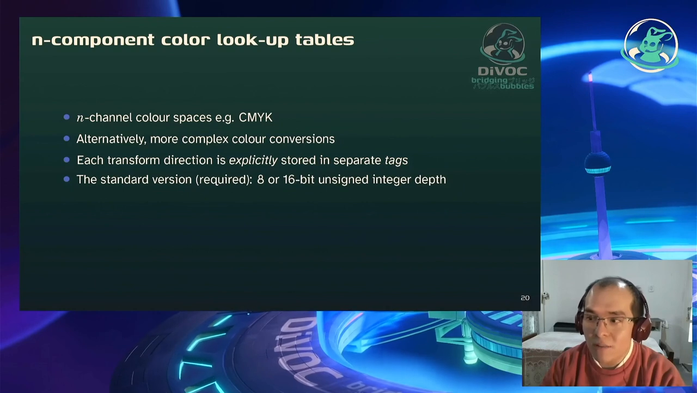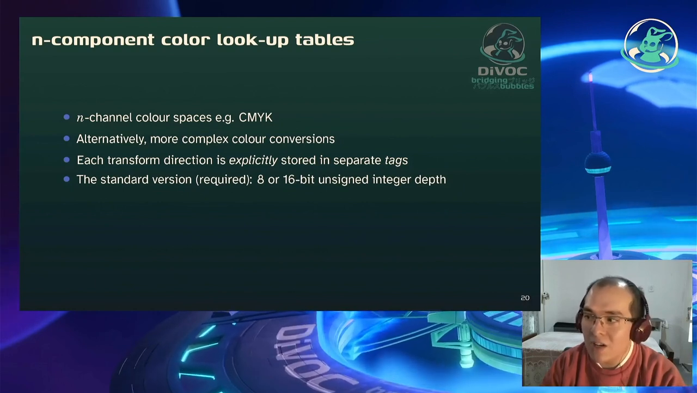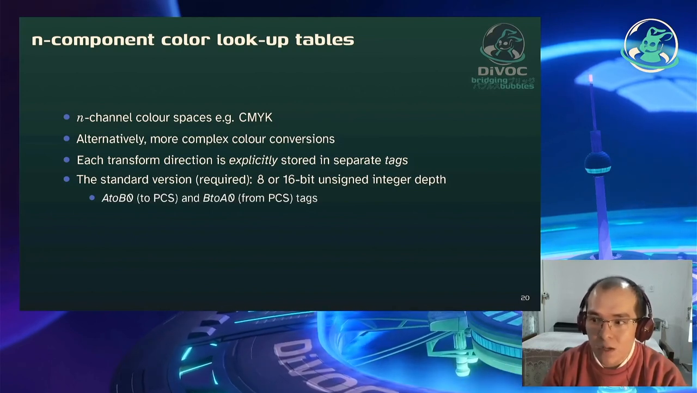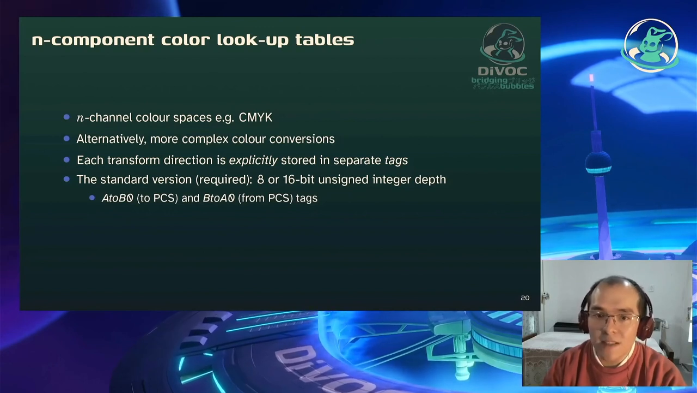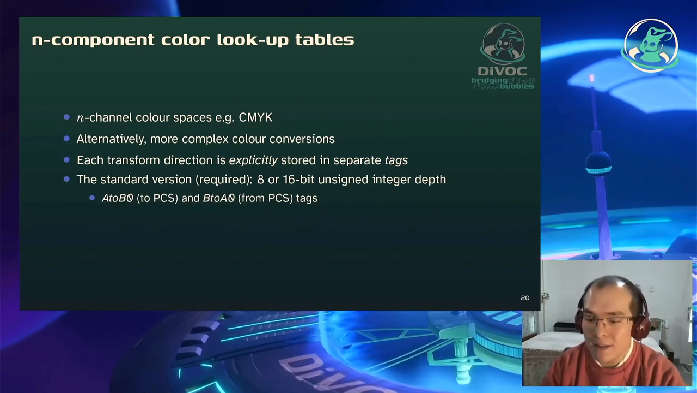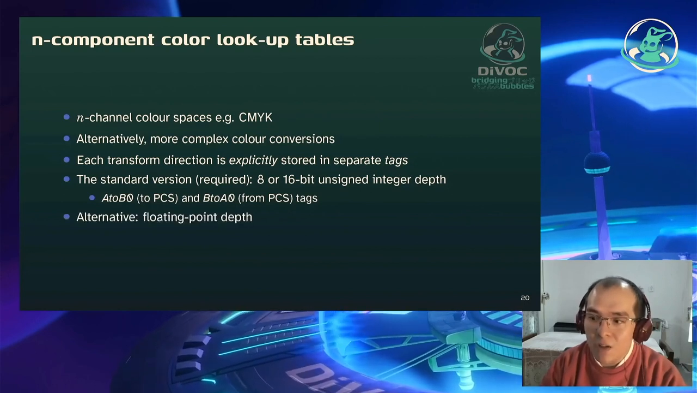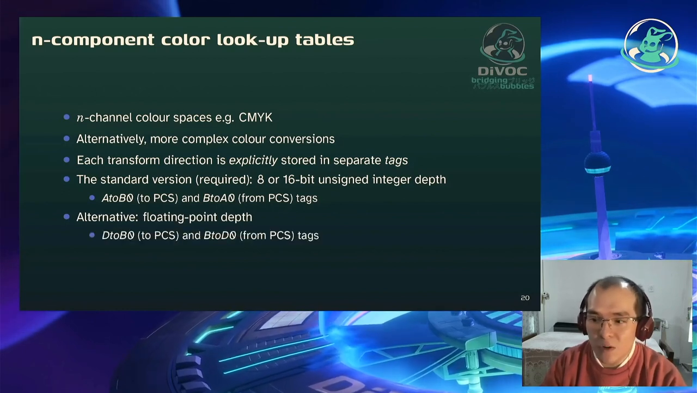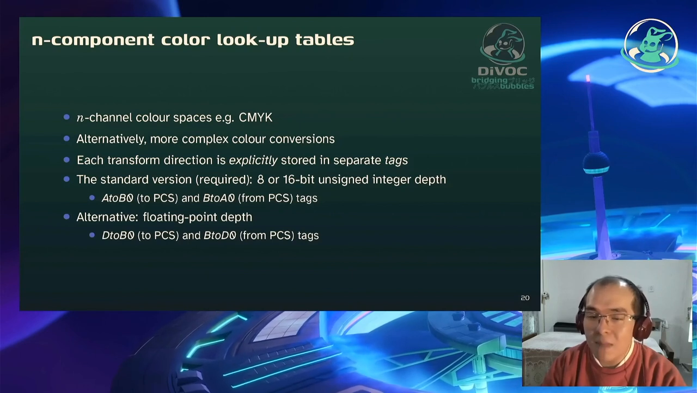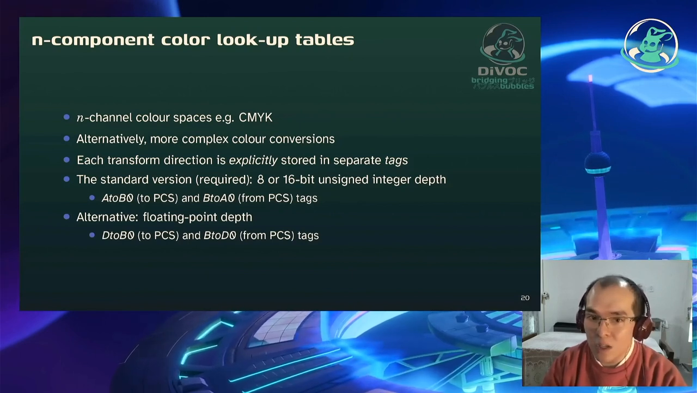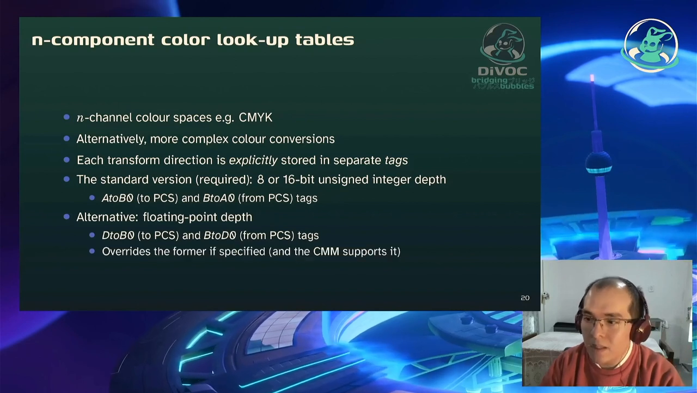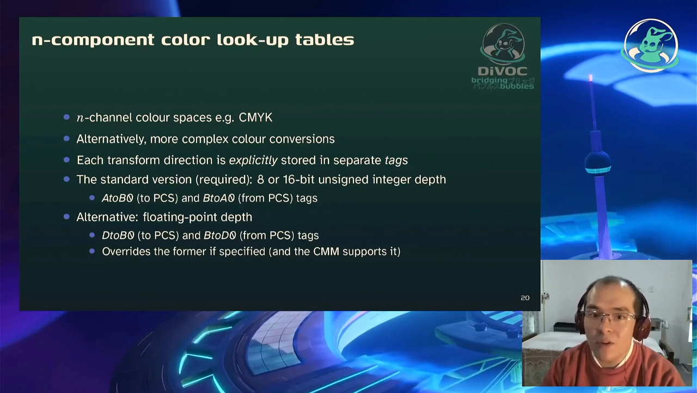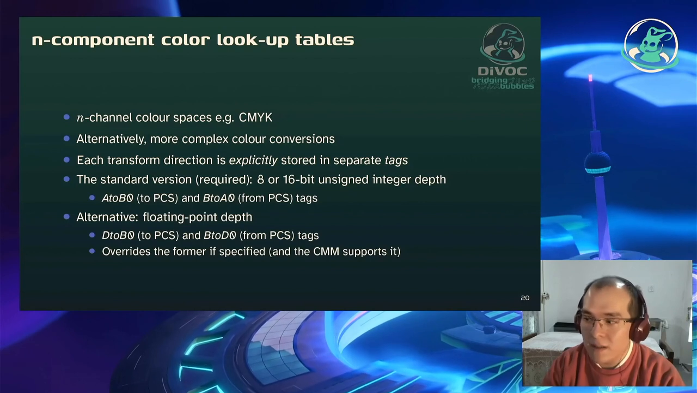The first one, which is the standard and also the required version, stores this into 8 or 16-bit unsigned integer depth, and it's called A2B0 to go from the device to the profile connection space, and B2A0 to go from the PCS to the device color space. Alternatively, you can override this with the floating point depth transformation, which is called D2B0 from device to PCS, and B2D0, which is from PCS to device color space. Let's note that this one overrides the transformation defined in A2B0 only if your color management module supports it.